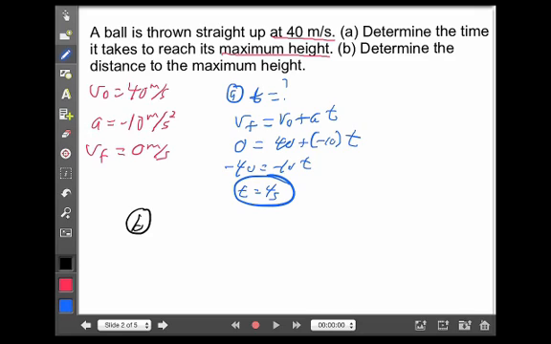Part B is I want to determine that maximum height, that displacement. Now there's two ways I could do it. One is to use the displacement equation.